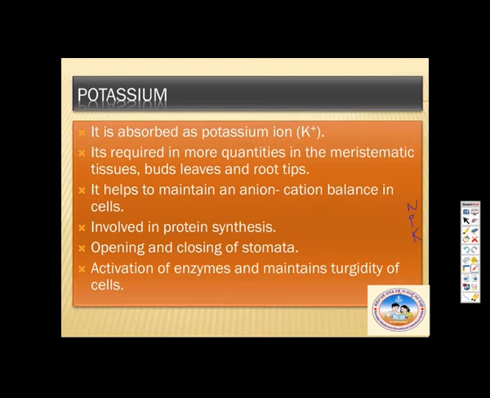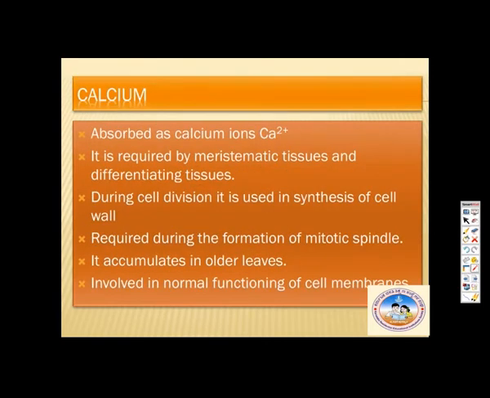Calcium, Ca2+: meristematic cells require it, and differentiating cells also require it. Remember, cell wall formation is happening, and somewhere our cells are losing the capacity to divide. So during cell division, the synthesis of the cell wall requires calcium, and also for mitotic spindle formation. It accumulates more in older leaves, and it is involved in the functioning of the cell membranes.